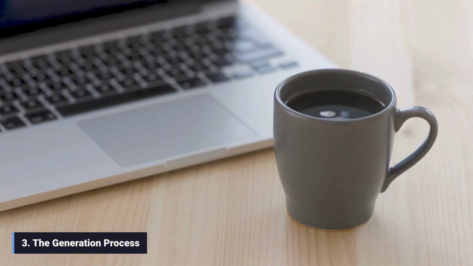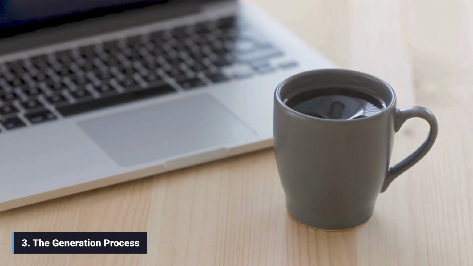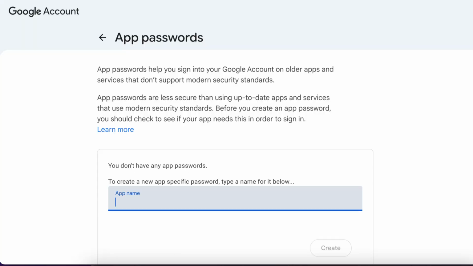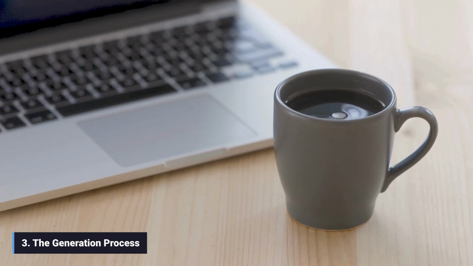3. The generation process. Access the following URL: https://myaccount.google.com/app-passwords. You may be required to enter your password. Then you see this appearance. You may name the app SMTP client, then click on Create. Then you see a 16-character password, which is your app password.